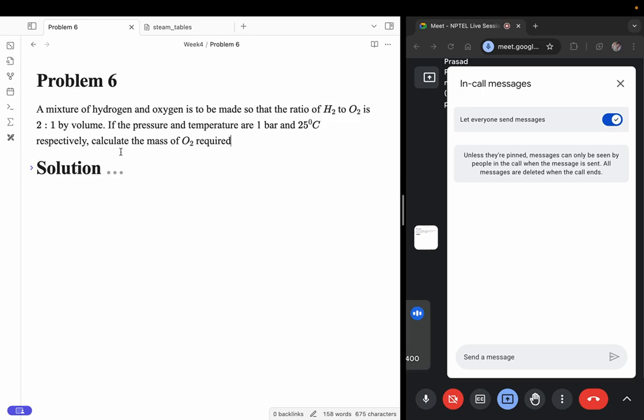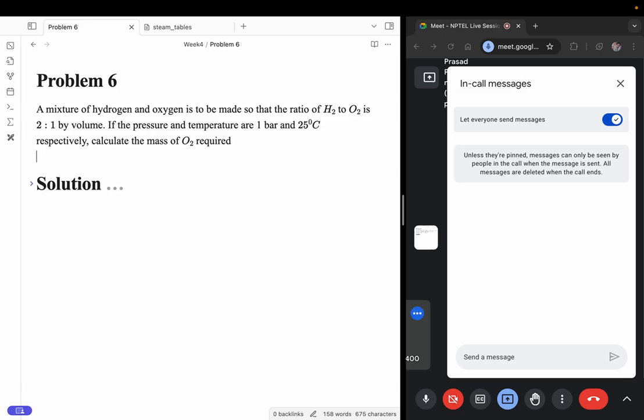All you need to do is assume some particular mass. Hydrogen mass is fixed at 1 kilogram. For 1 kilogram of hydrogen, I can use the ideal gas law. I know the pressure, I know the temperature, I know the mass of hydrogen, so I can calculate the volume of hydrogen. I know the volume ratio, and from this ratio I will determine the volume of oxygen. So it goes like this.